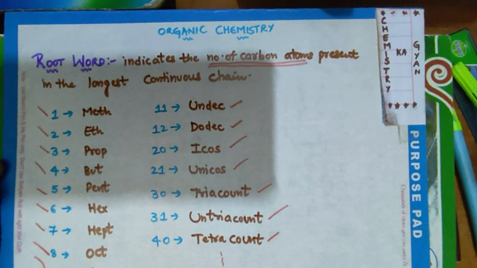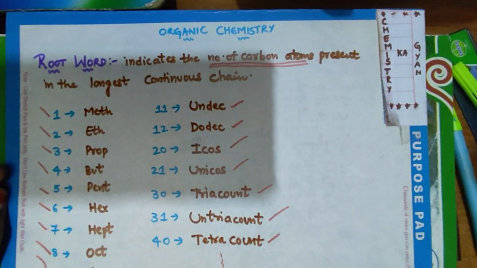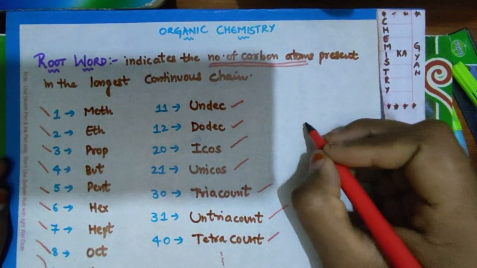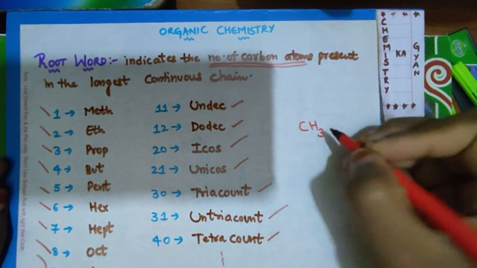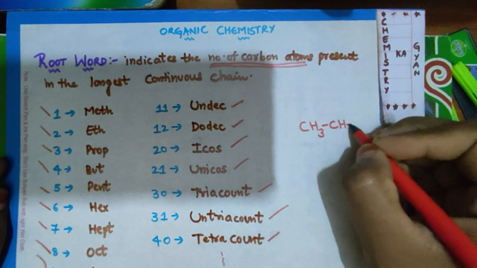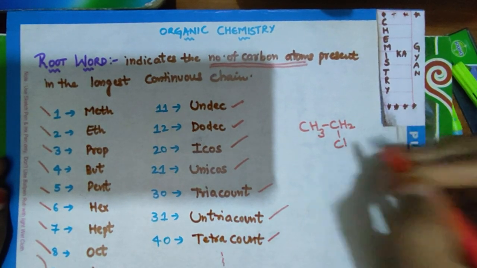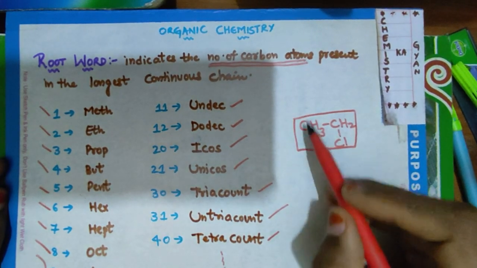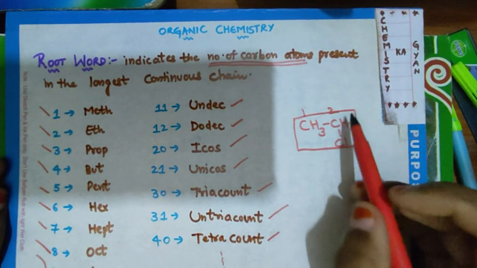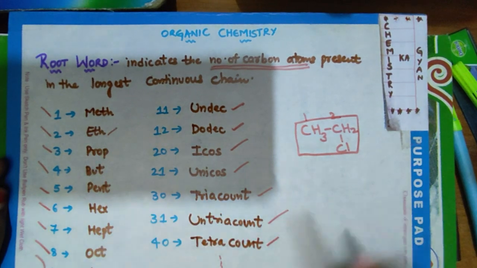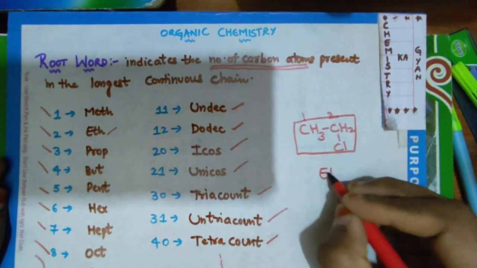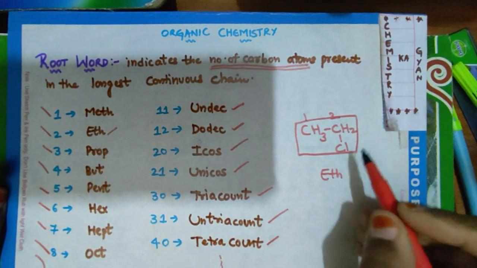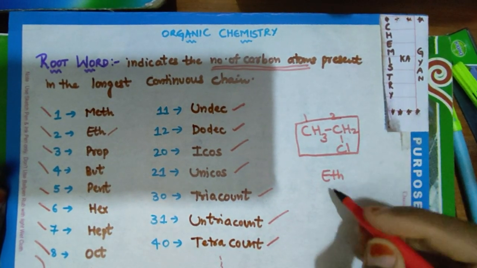Now, let's see an example with prefix and root word. So we have CH3CH2Cl. How many carbons? 1, 2 carbons. So what is the root word? The root word is eth. So let us write eth. Okay, so this is the root word.